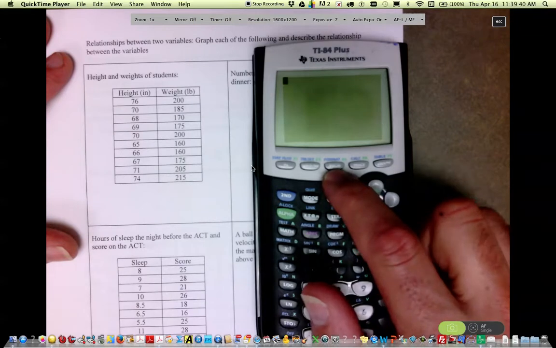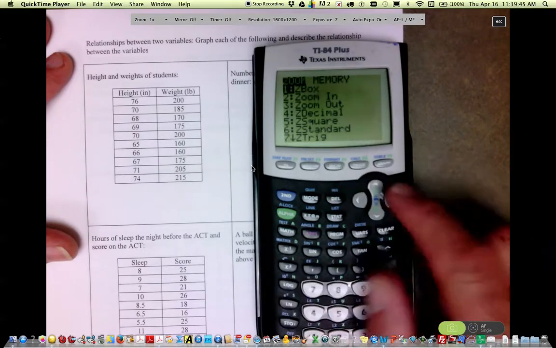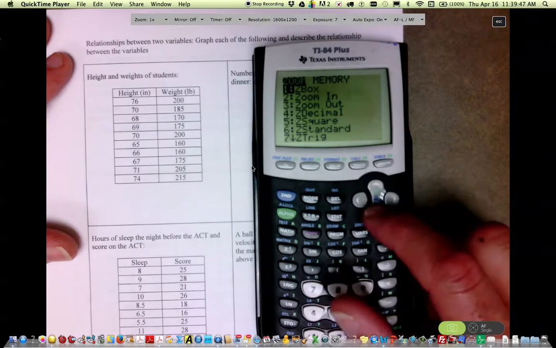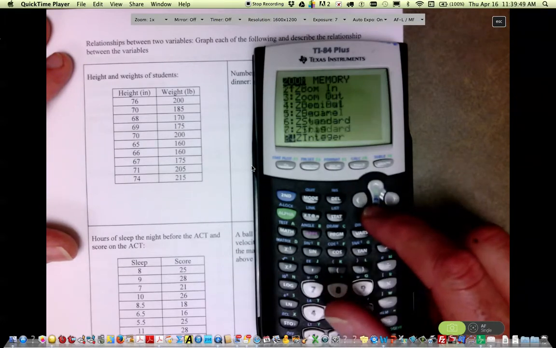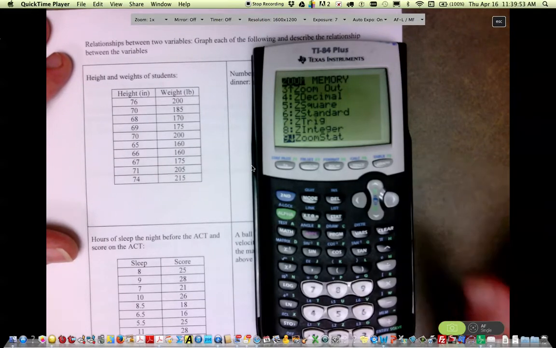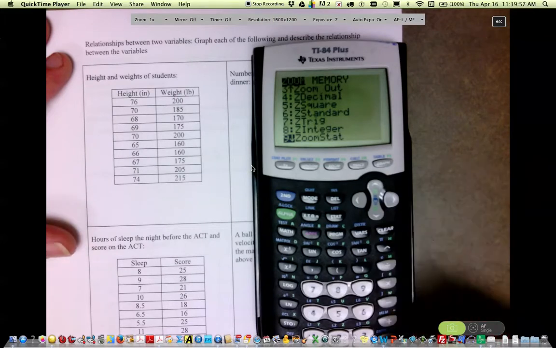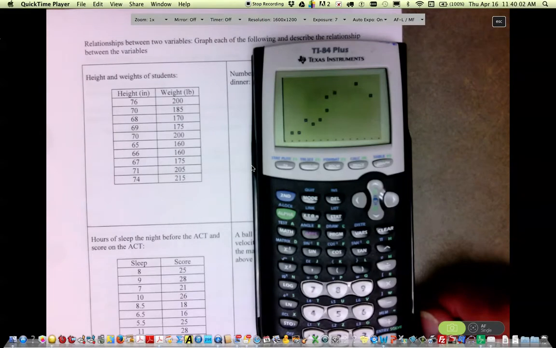If you look at this button in the middle underneath the screen, it says zoom on it. One of the features about this calculator that I kind of like is that there is a zoom, and if you arrow down to number 9, it says zoom stat. What that will do is look at the numbers that you're trying to graph and just set the window for you. So if I go to zoom stat, it adjusts the window for me so that I can see all the points in the plane.